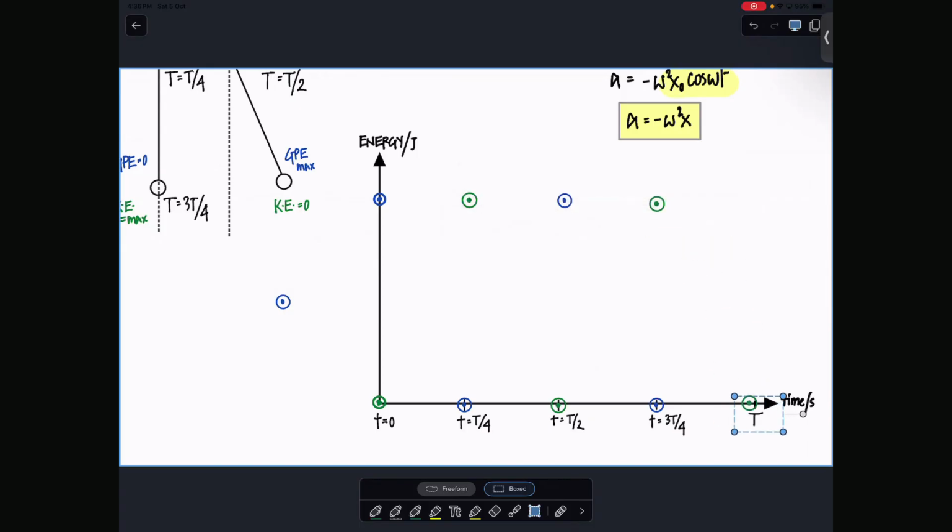And finally, we have here where my GP is going to be maximum and K is going to be 0. So once you have a system like this, you will find that the total energy throughout the process remains constant. So that black line I've drawn there represents the total energy. But how do the GP and K vary? What do you think? The GP is here, the GP is there. What kind of graph would this look like?